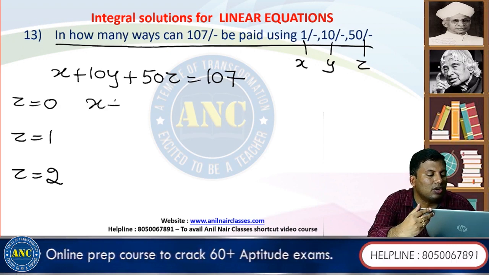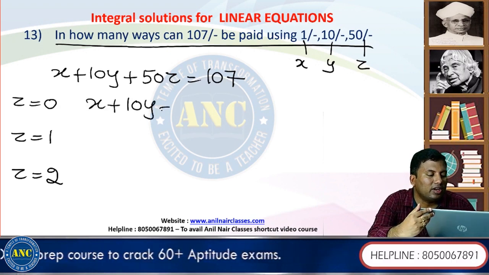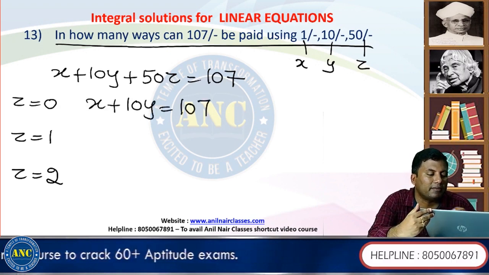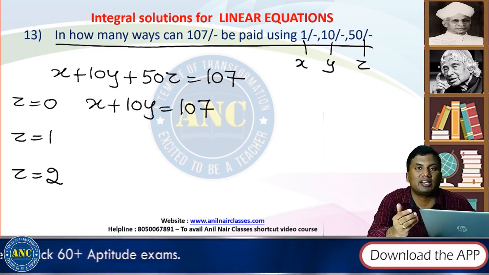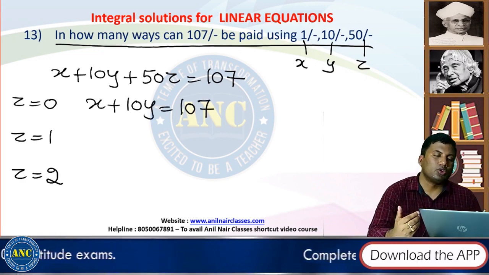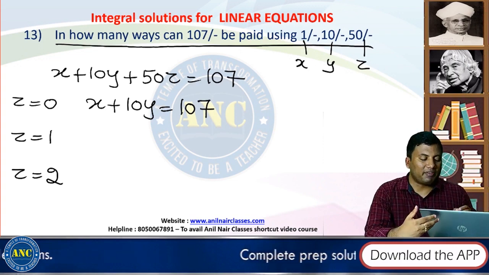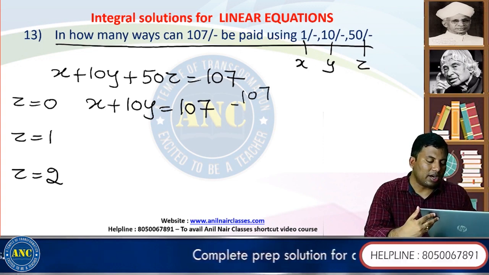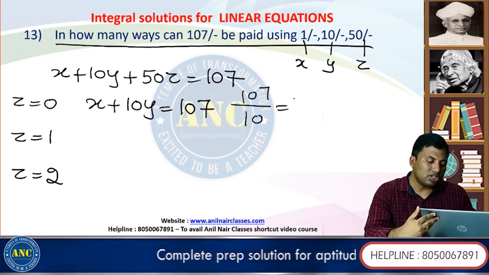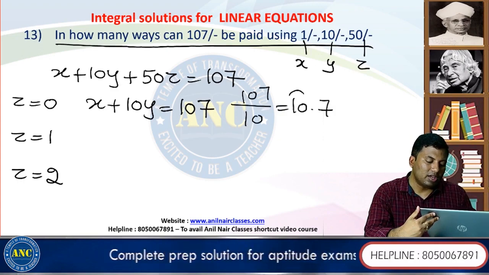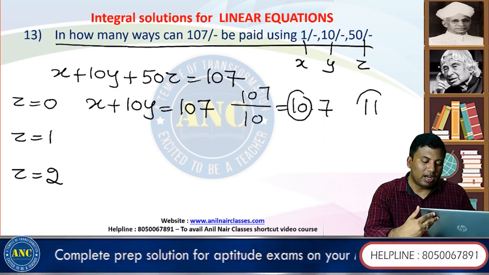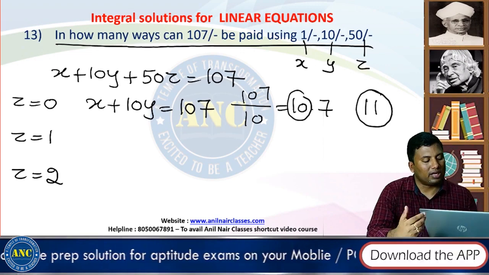Z is 0. So x plus 10y is nothing but 107. Coefficient of x is 1, and 1 is a factor of 107. So 107 by 10 is nothing but 10.7. 10 is positive, 11 will be non-negative. I hope it is clear.